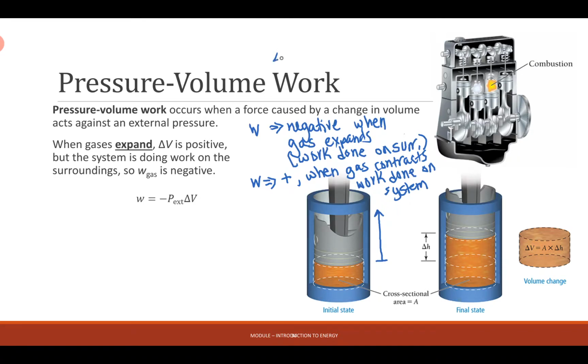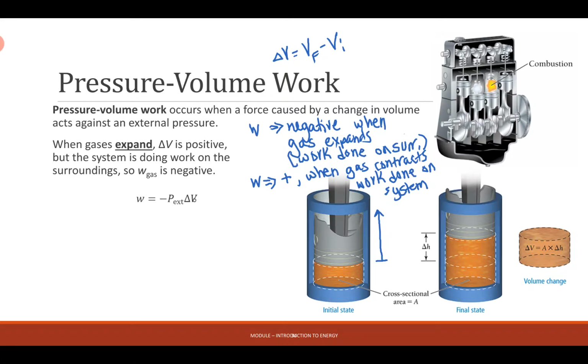But since we always calculate delta V as being final minus initial, if the final volume is more than the initial volume, then this is going to result in a positive value. But we need our overall work to be negative. Pressure is always positive, and so if delta V is also positive, then the product of these two would be positive. But we need it to be negative. And so therefore, there's a negative sign up in front. This helps make sure that our sign for work is correct.